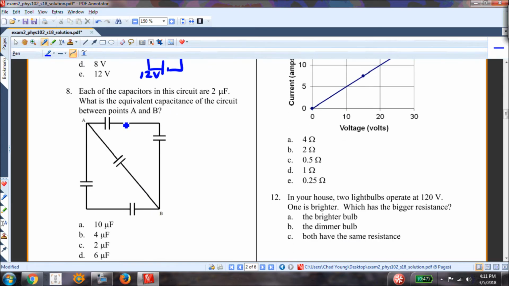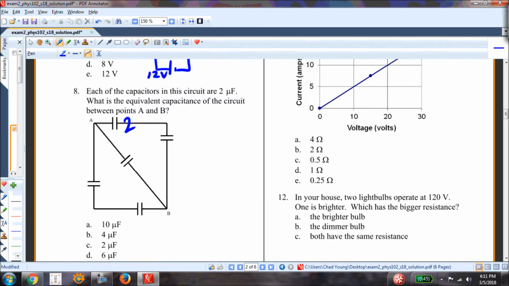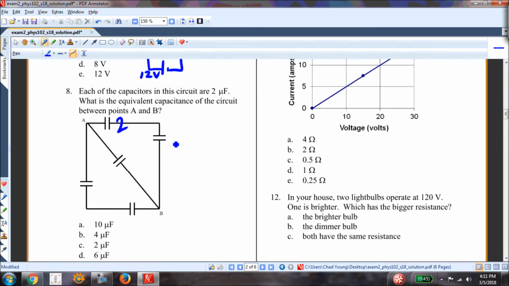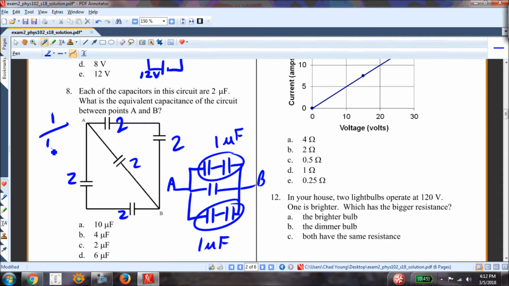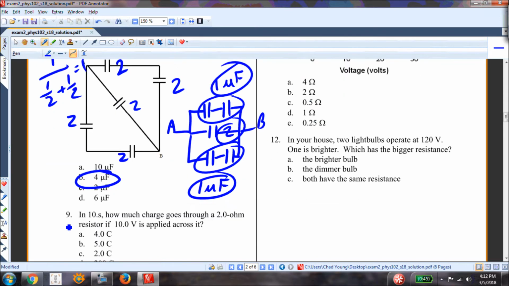Okay, each of these capacitors is 2 microfarads. 2, 2, 2, 2, and 2. Realize that this is a parallel circuit with 3 branches like that. There's point A and there's point B. The 2 and the 2 up here give me 1 microfarad. And then likewise down here, 1 microfarad. That's 1 over 2 plus 1 over 2, equal to 1. And then the 1 here plus the 2 there plus the 1 there, that's 4 microfarads.